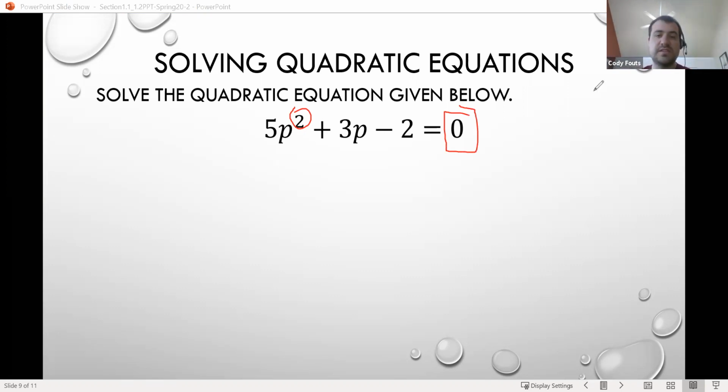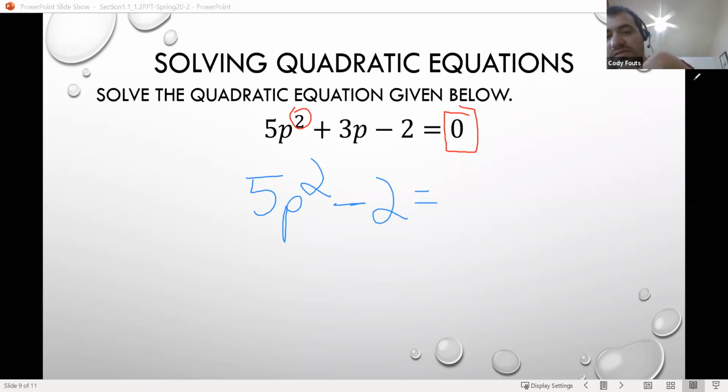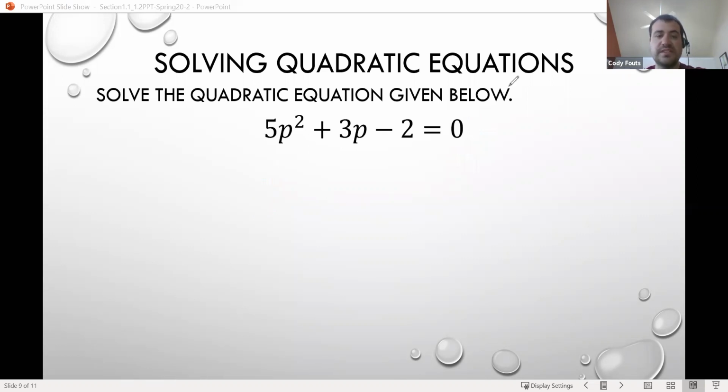If this had been something different, like say something like 5p squared minus 2 equals 3p, well, we would have wanted to have moved that 3p to the left-hand side so the equation was equal to 0 before we began solving it. But in this case, it's already been set equal to 0 for us, so we don't have to do any extra work on this.